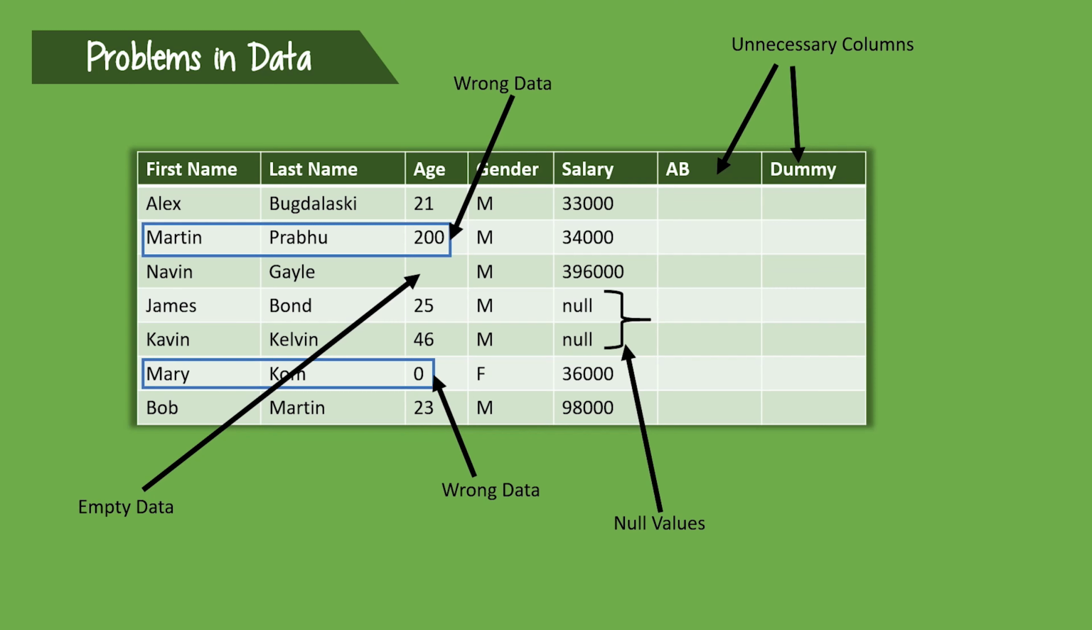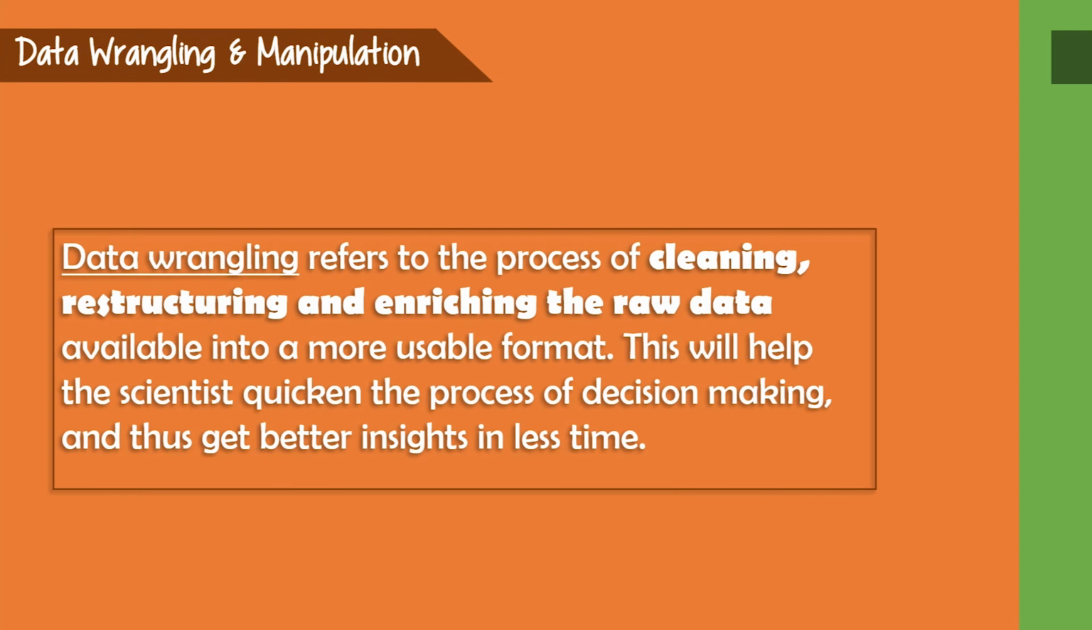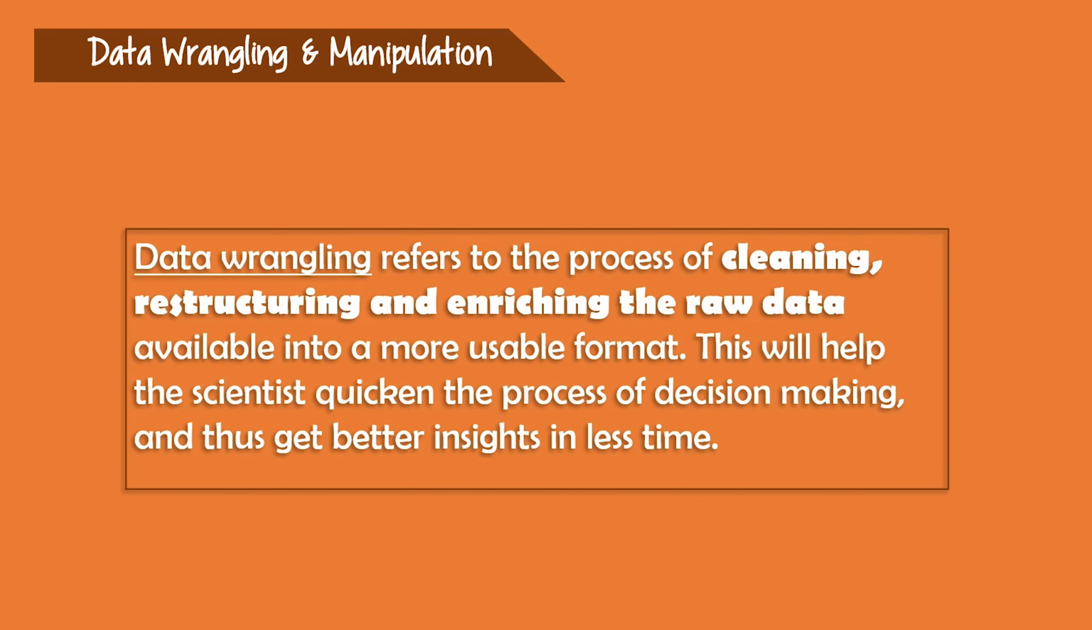We have now understood what problems we have in data. We can solve all these problems with the help of data wrangling and manipulation. Data wrangling refers to the process of cleaning, restructuring, and enriching the raw data available into a more usable format. This will help the scientist quicken the process of decision making and thus get better insights in less time.